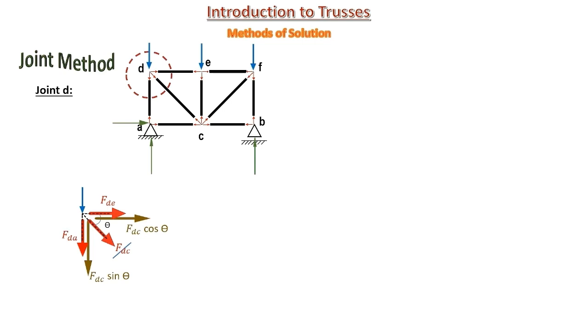For the joint method, two equilibrium equations can be applied. The first one, the sum of forces in the x direction equals 0. The second one, the sum of the forces in the y direction equals 0. Here the x and the y directions are the horizontal and the vertical directions respectively.